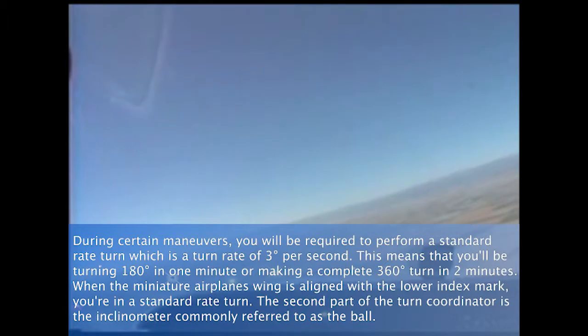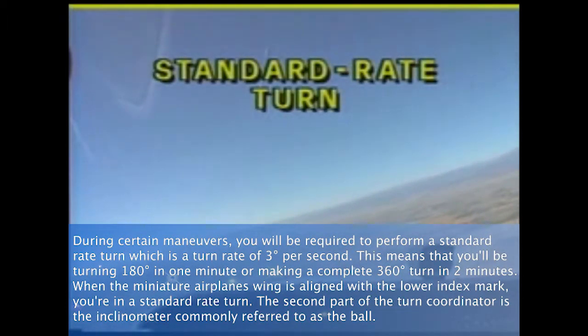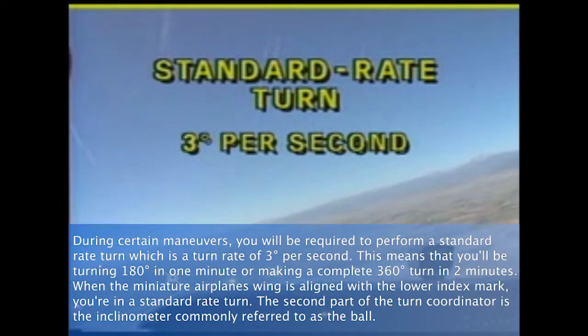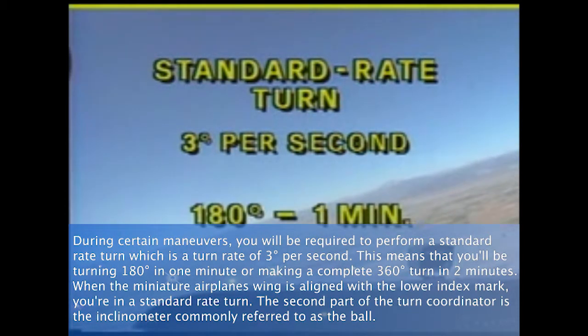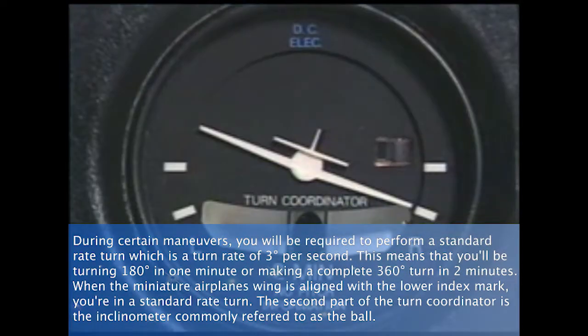During certain maneuvers, you will be required to perform a standard rate turn, which is a turn rate of 3 degrees per second. This means that you'll be turning 180 degrees in 1 minute, or making a complete 360-degree turn in 2 minutes. When the miniature airplane's wing is aligned with the lower index mark, you're in a standard rate turn.